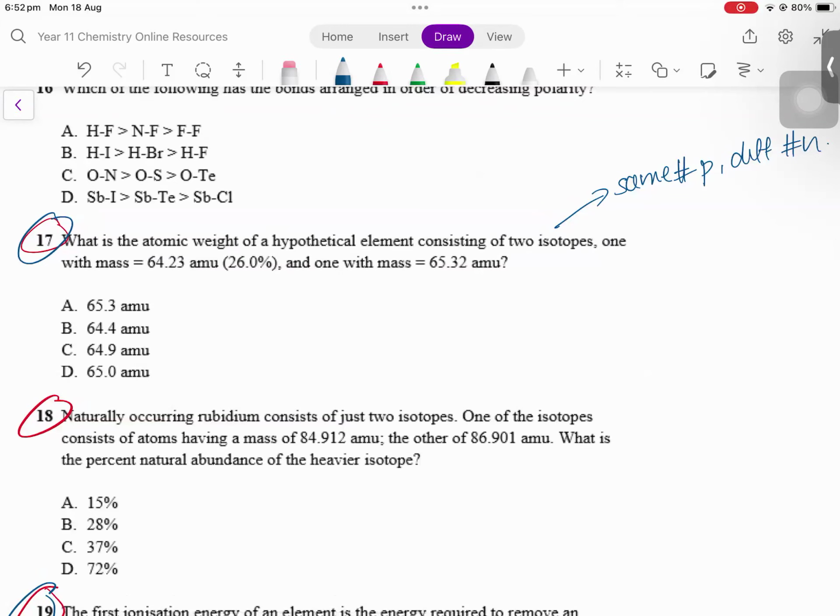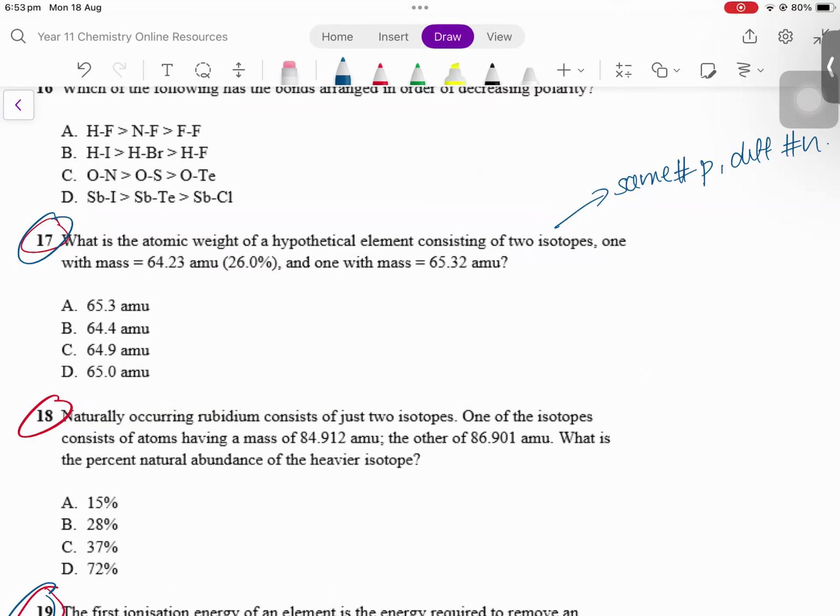Okay, so 17, what's the atomic weight of some hypothetical element consisting of two isotopes, one with mass 64.23 and it's 26%, and one with mass 65.32, and the percentage is not given. Okay, they don't have to give you the percentages of everything. If you have two substances, they only have to give you the percentage of one. If you have three isotopes, they only have to give you the percentages of two.